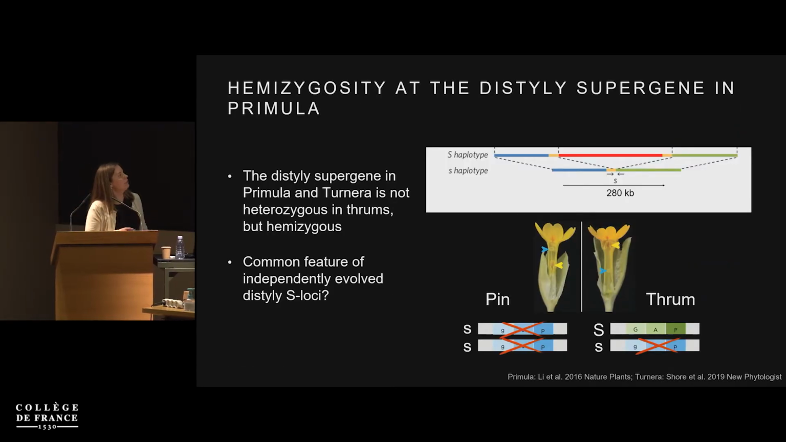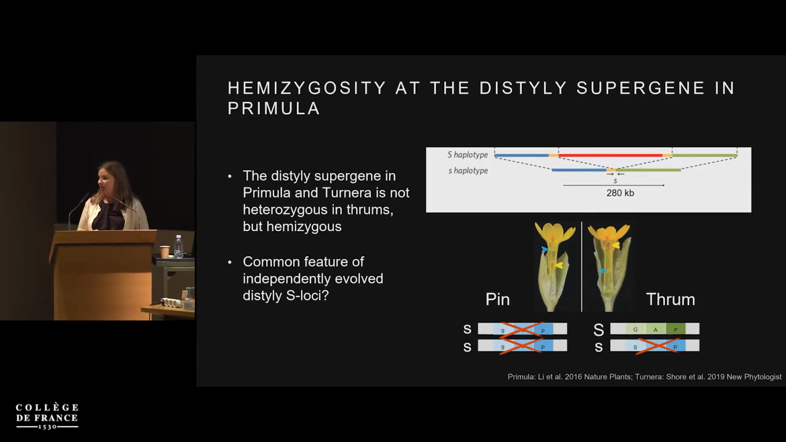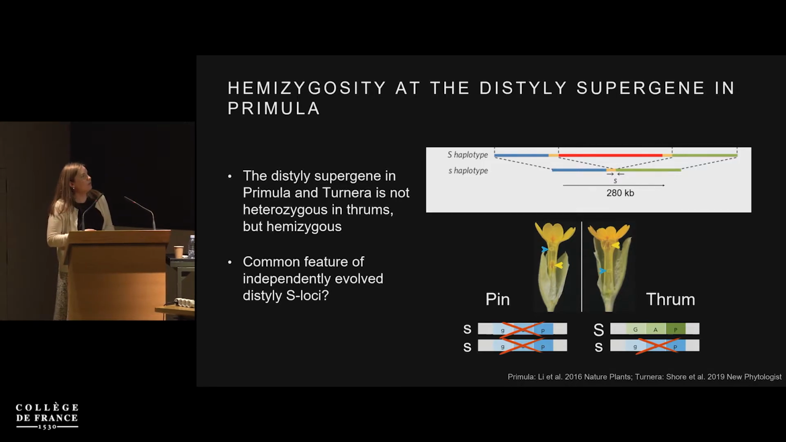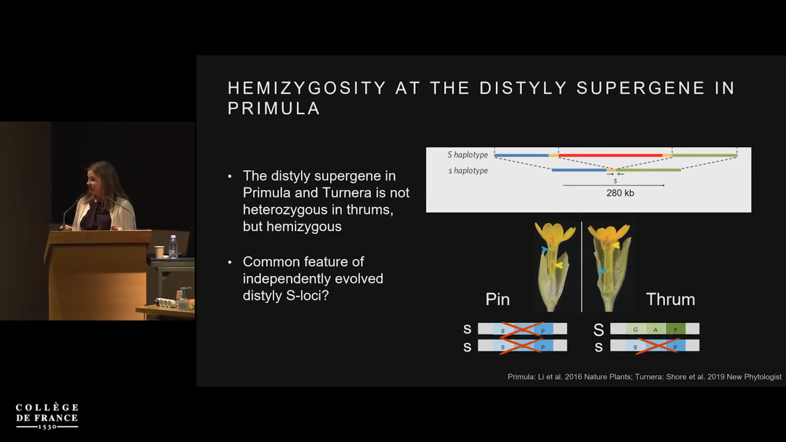This changed in 2016 when the first sequence of the Distyly supergene was presented for Primula vulgaris. And to everybody's surprise, what they found was that this Distyly supergene was not actually heterozygous in thrums, but it was hemizygous. So it harbored a thrum-specific region that was simply lacking from the recessive allele. And later on, a similar genetic architecture has been shown to govern Distyly in Turnera, which has independently evolved Distyly. Based on that, it has then been suggested that perhaps hemizygosity in thrums is actually a common feature of independently evolved Distyly S loci.